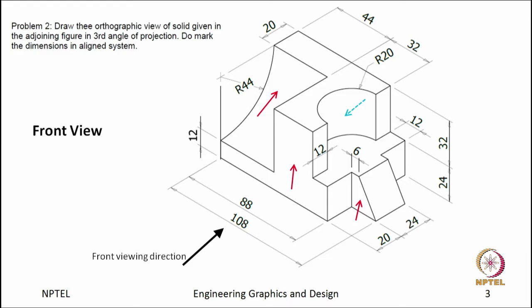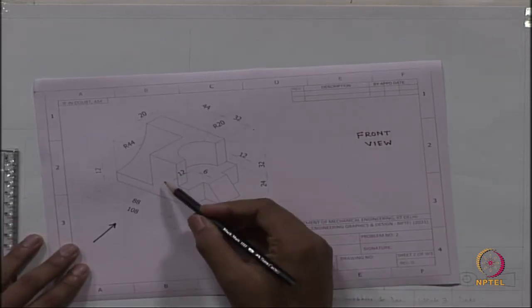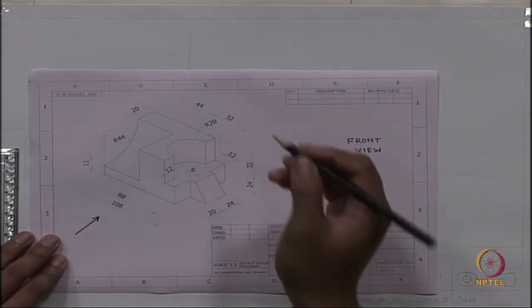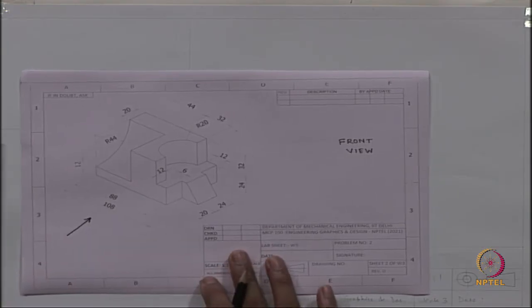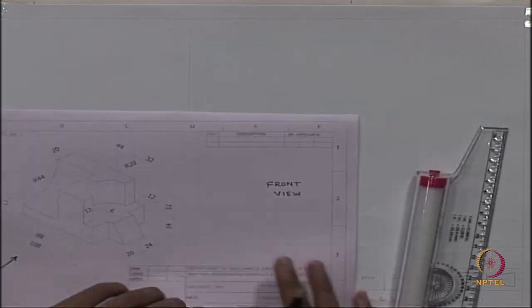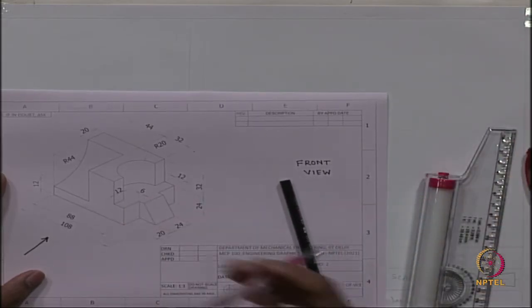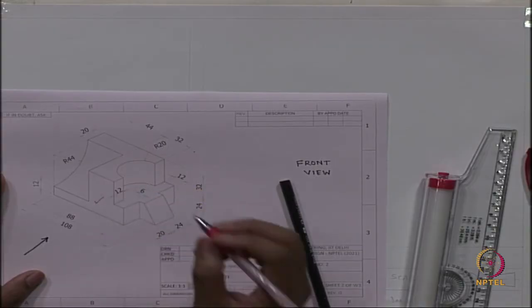While drawing, sometimes I will use a printed sheet so that you can understand and see the dimensions. I think it is properly visible. So, this is a front view, this is the front viewing direction. Now we can start drawing. First, we said we will draw this surface.